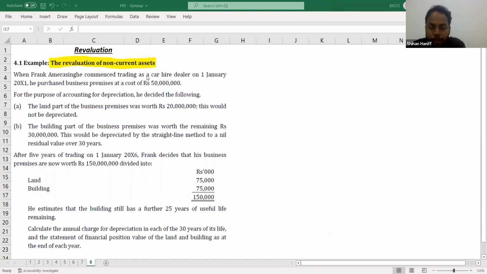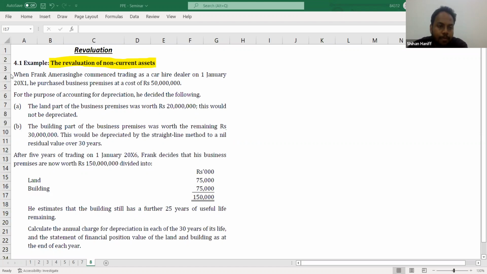Revaluation means when we purchase an asset, after some period, due to some reason, we have to revalue the asset. Right? In 2010, we purchase a land for 10 million. After 10 or 15 years, we need to revalue the asset, because the asset values might have changed. So how does that affect the accounts? That is what we are going to learn. How does the revaluation affect our financial statements?